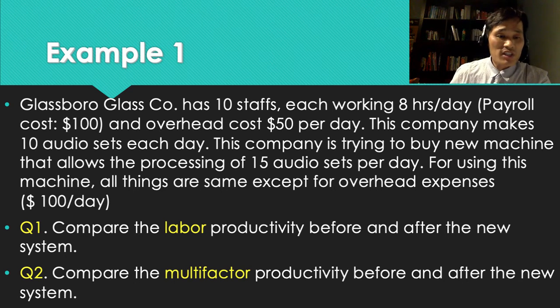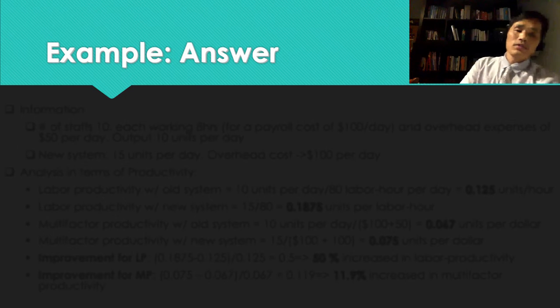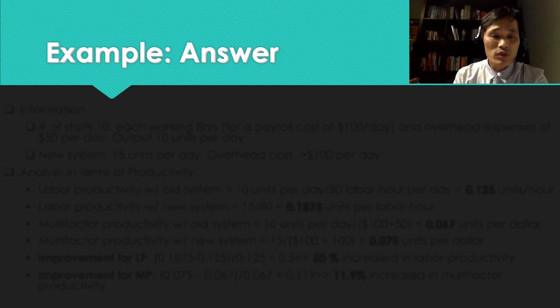The first question is compare the labor productivity before and after the new system. And the second question is comparing the multi-factor productivity before and after the new system. So let's calculate this together using productivity.